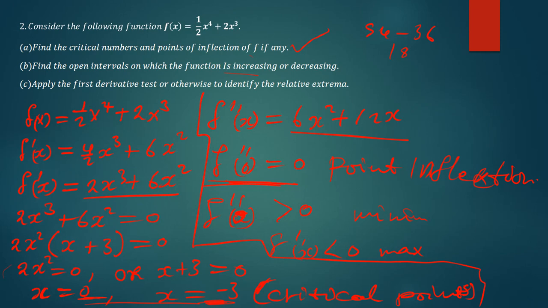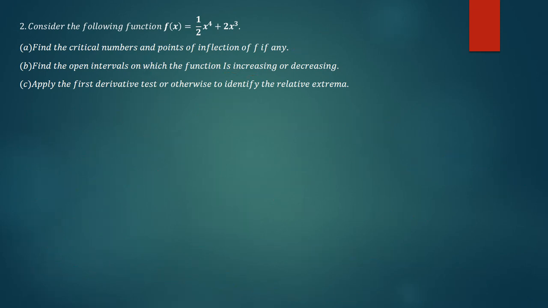Let's move on to the next one. So we have the critical numbers 0 and negative 3. So I'll write them here. We have x is equal to 0 and x is equal to negative 3. And the point of inflection occurs at x is equal to 0. So let's move on to the next question.